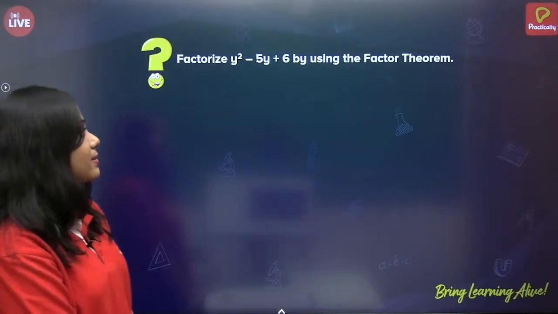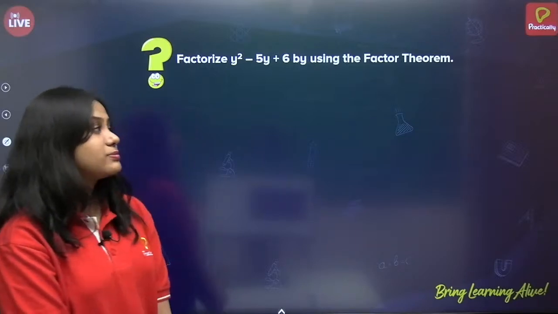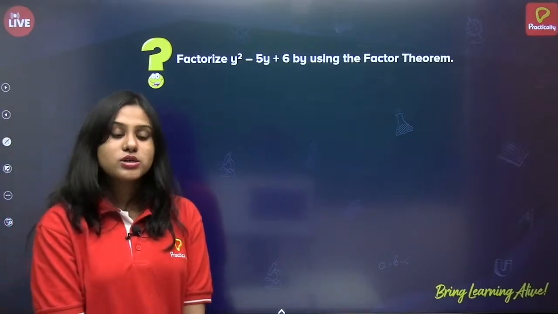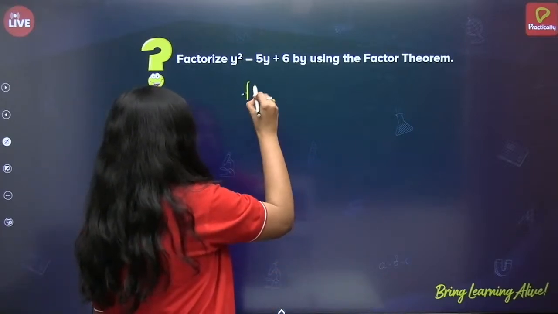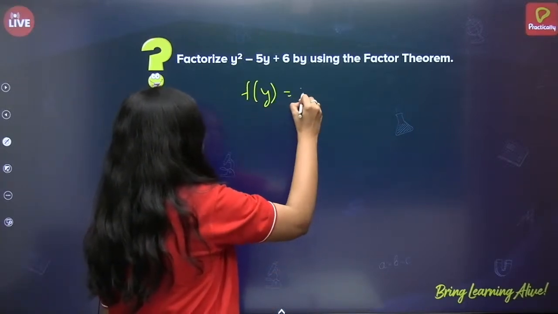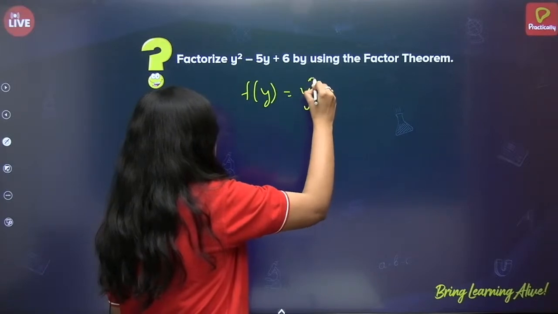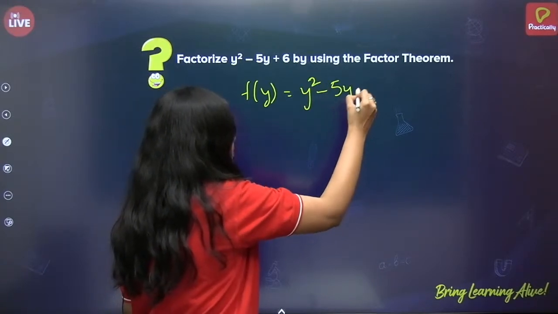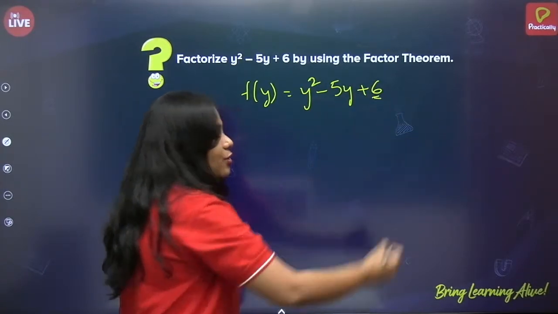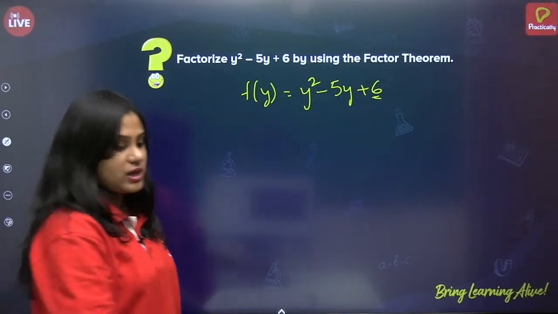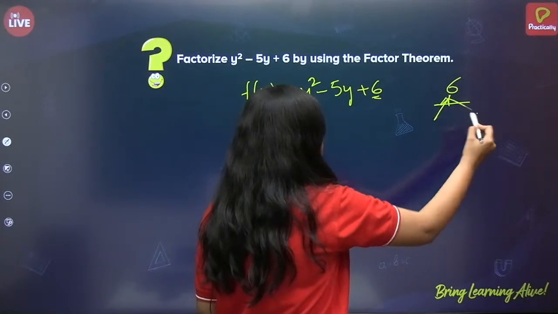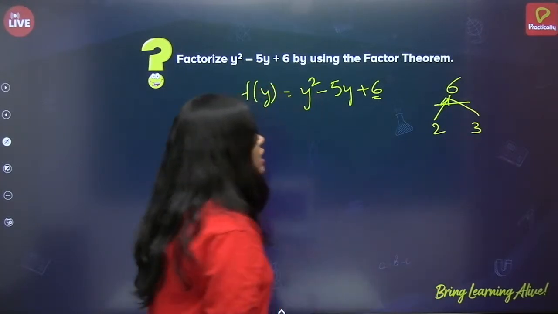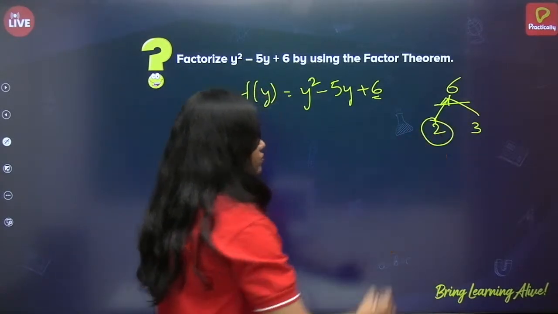Factorize y square minus 5y plus 6 by using factor theorem. There is a simple way for this. First let us write f of y is equal to y square minus 5y plus 6. How can I write 6? 2 into 3, correct? Or 1 into 6. You can just list down its factors.